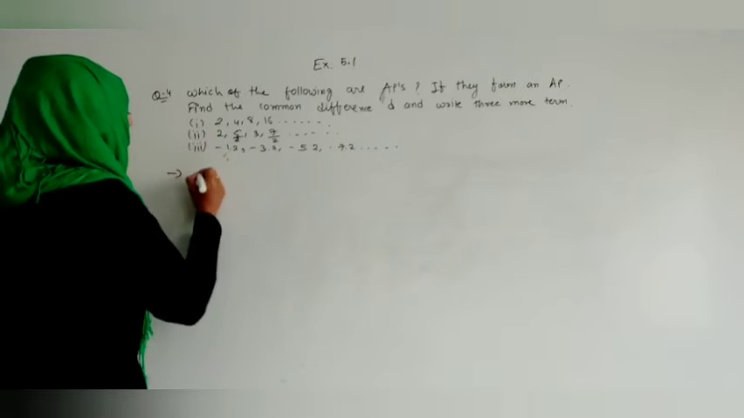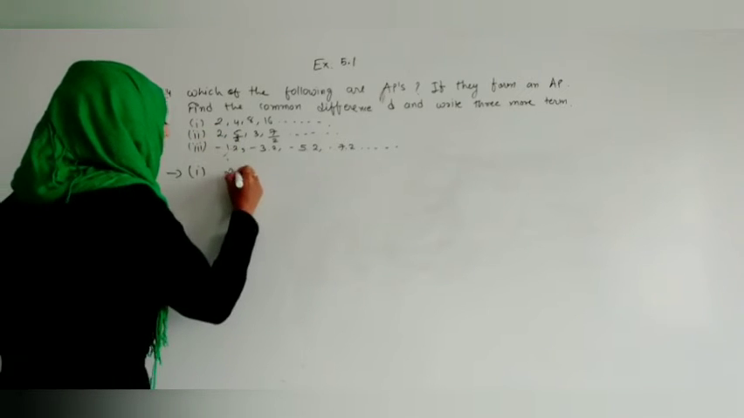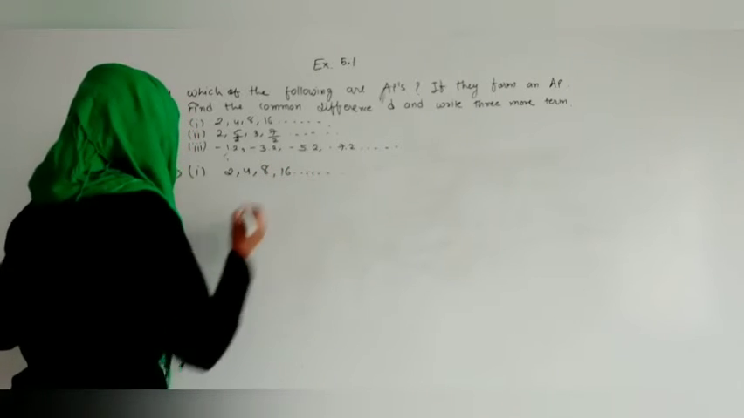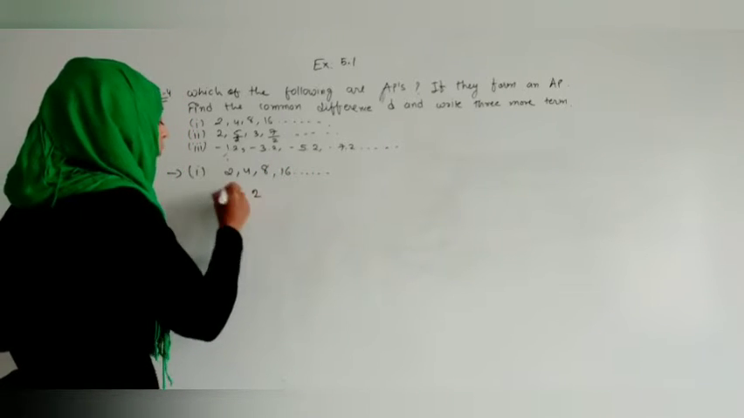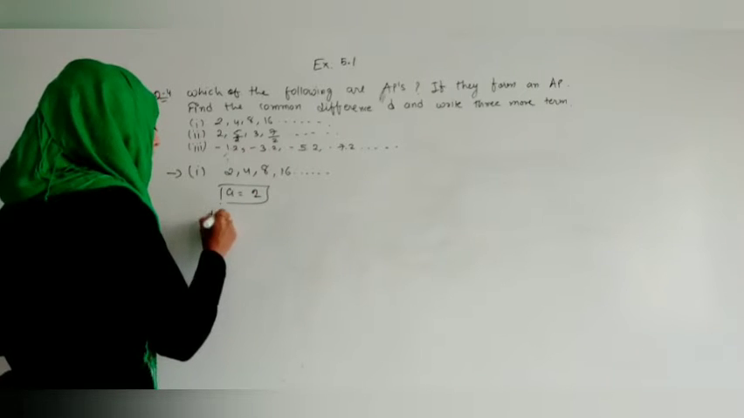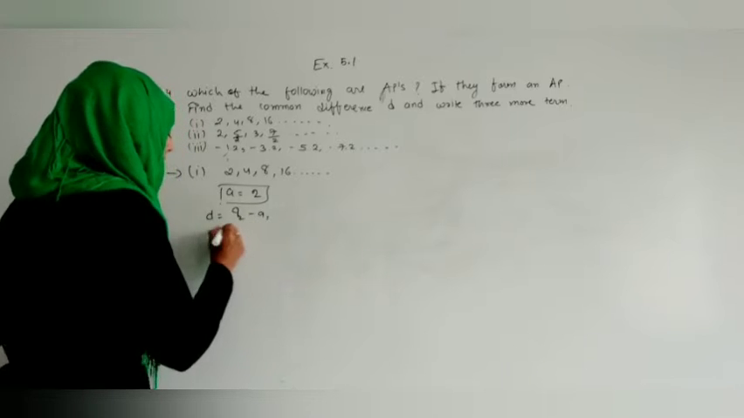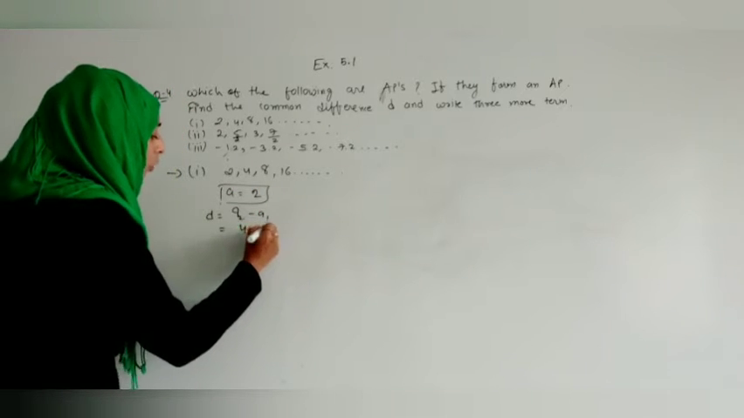Here I have written 3 questions. Let us solve the first one. That is 2, 4, 8, 16 and so on. So let us write the first term, that is 2. Let us write the difference D. So what is difference? That is A2 minus A1. So if I am writing A2 minus A1, that is 4 minus 2.